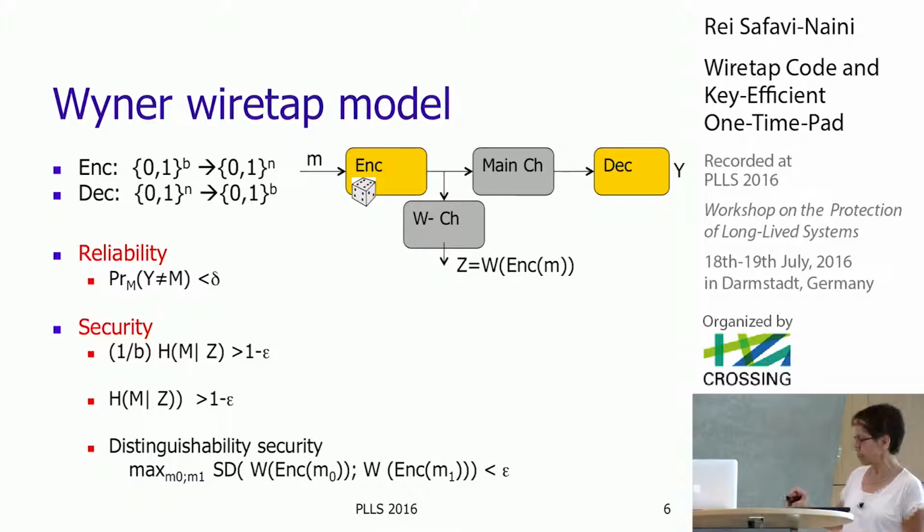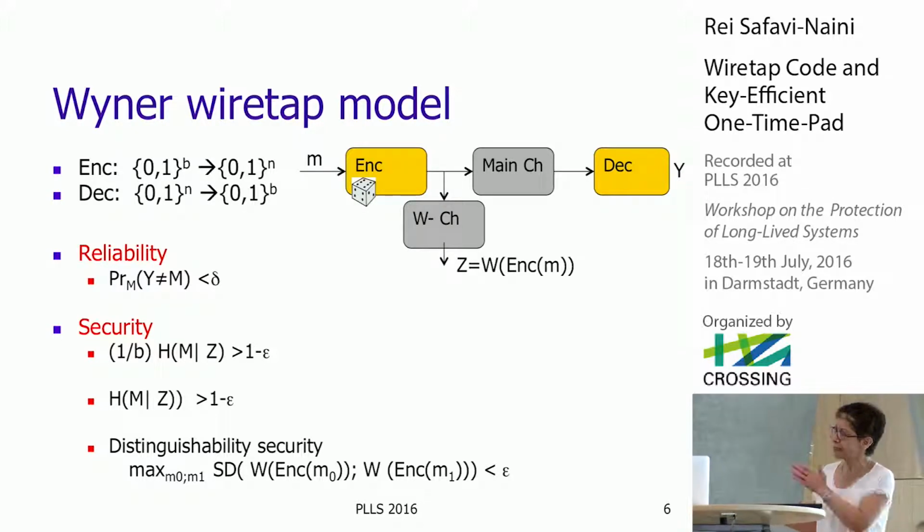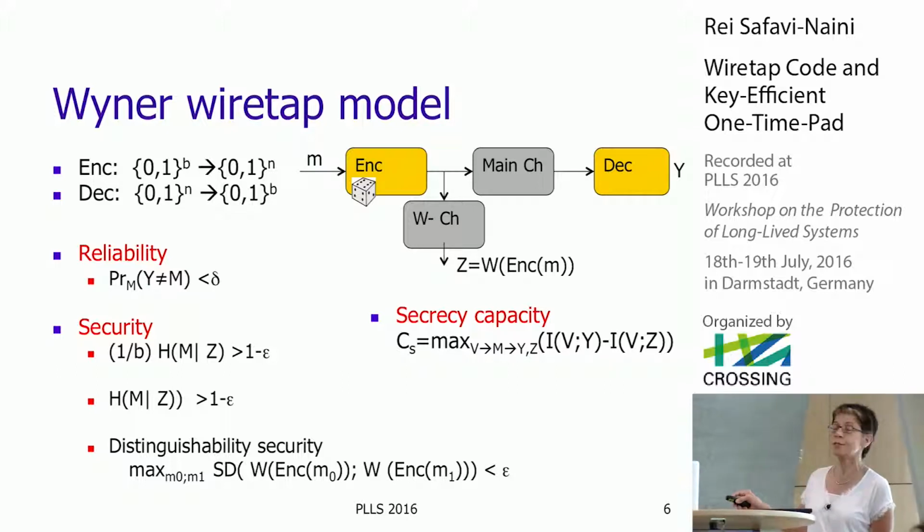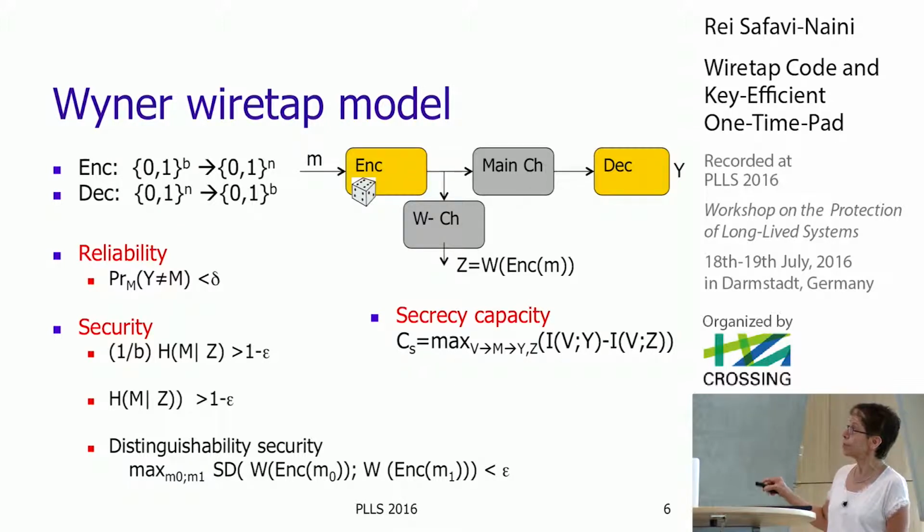This is the definition that is introduced 3-4 years ago by Bellare et al., and now it's used commonly. So efficiency of this system is measured by secrecy capacity. So secrecy capacity gives you the amount of information that you can send securely and reliably in every bit. So that's the secrecy capacity. So this is what we would like to have.